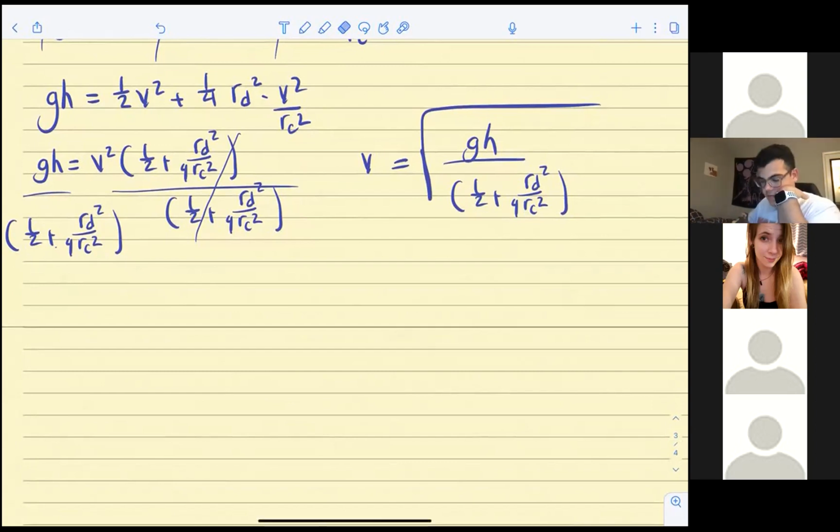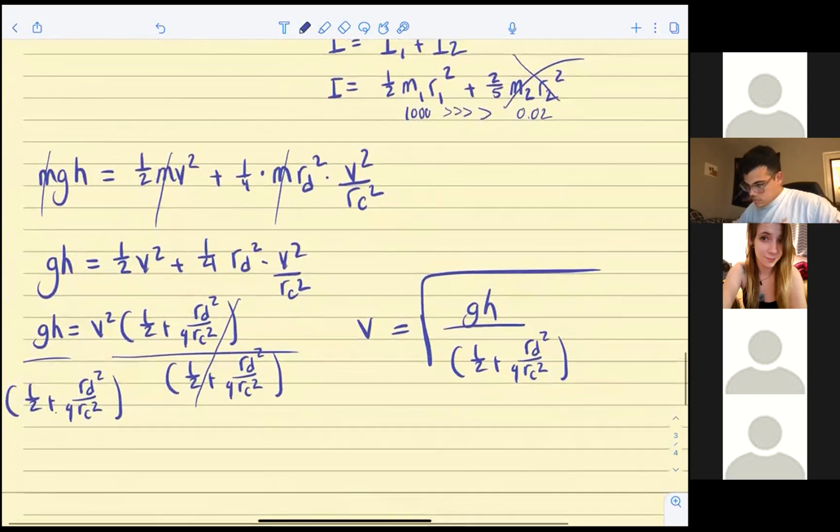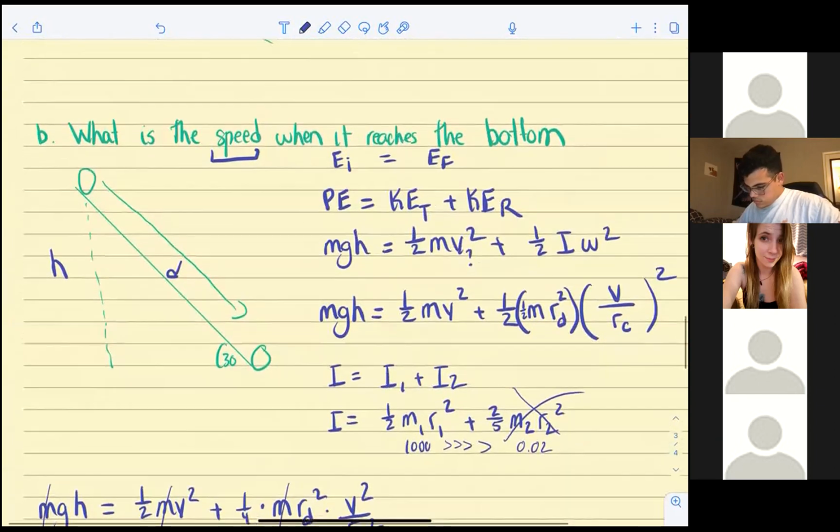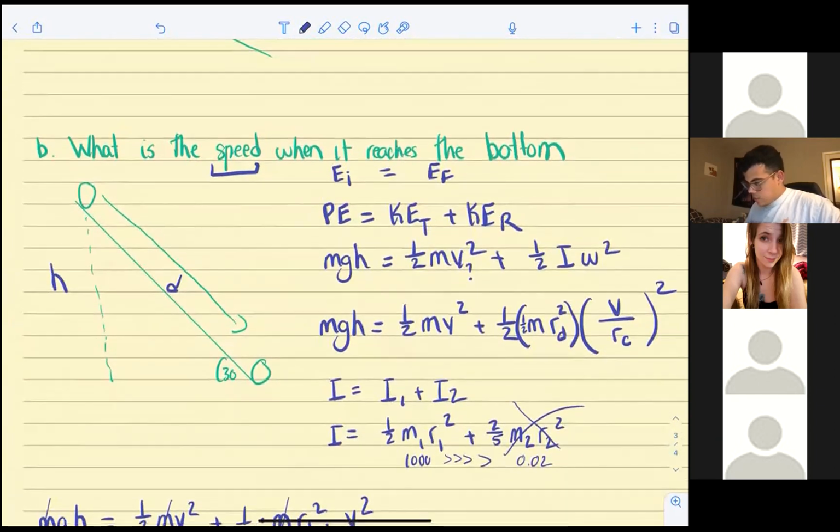Are there any questions about what I did here? Are there any questions as to why we chose one R for one thing and the other R for the other thing? I understand why you chose it for the disk part, but I'm slightly confused on why you chose it for the cylinder part. Why this is RC and not RD? Yeah, exactly.